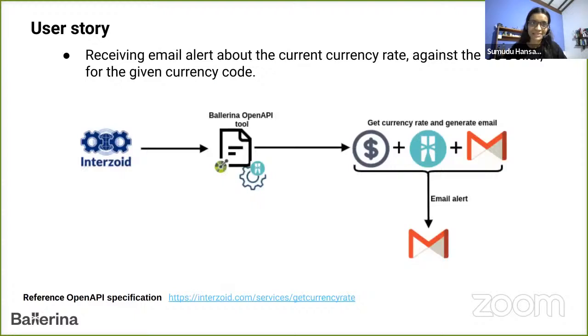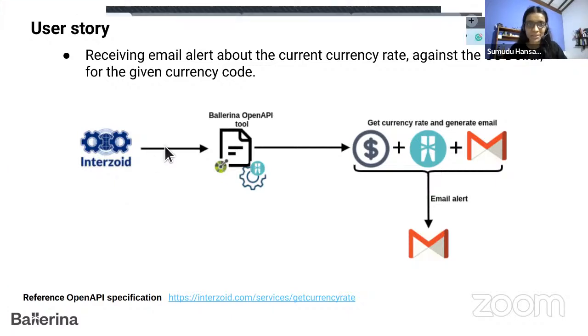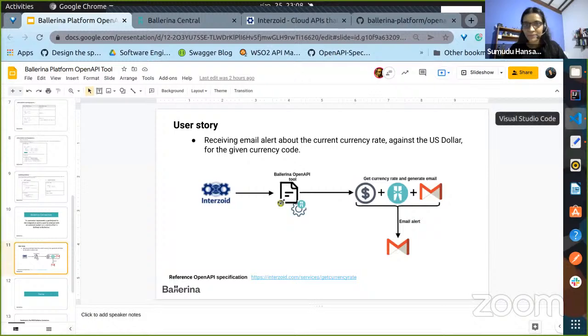For your better understanding, I will pick this user story for my demonstration. Here I'm going to generate the Ballerina connector using this OpenAPI spec that is provided by Intersoid. Let me give a brief background description regarding Intersoid, let me show you that OpenAPI.